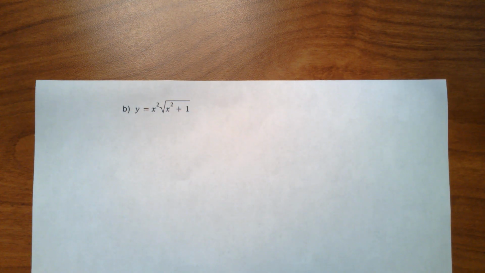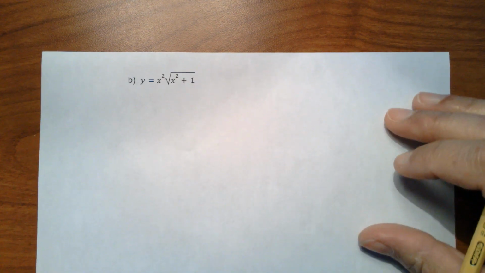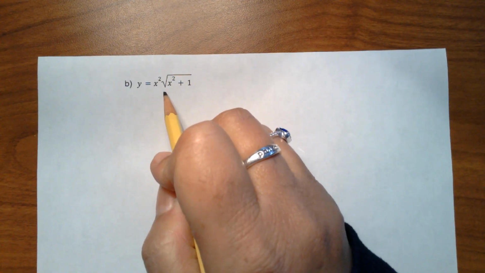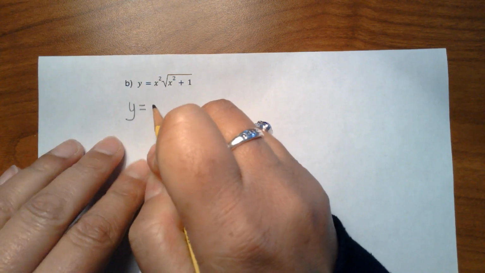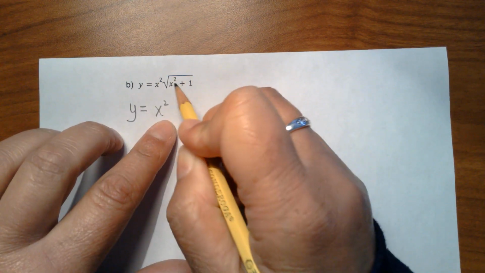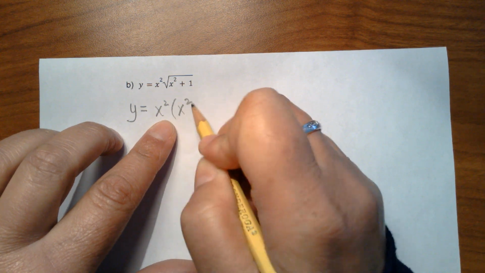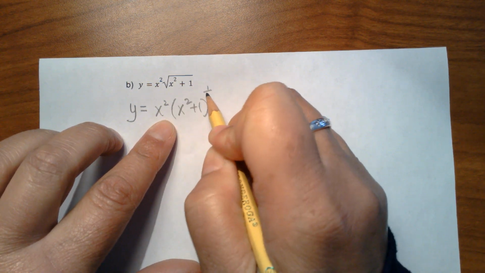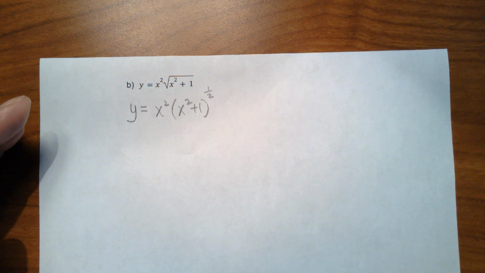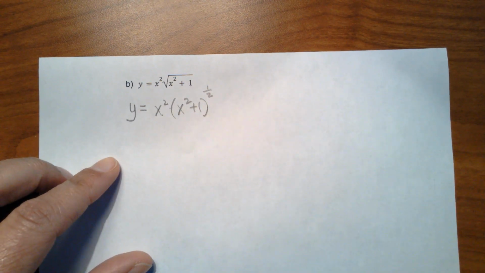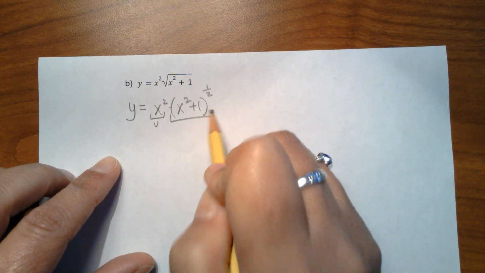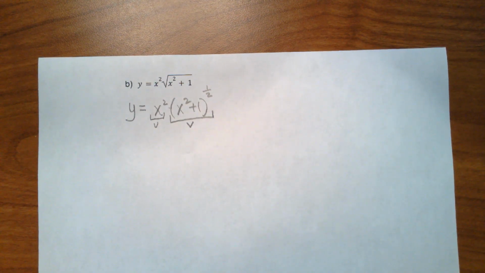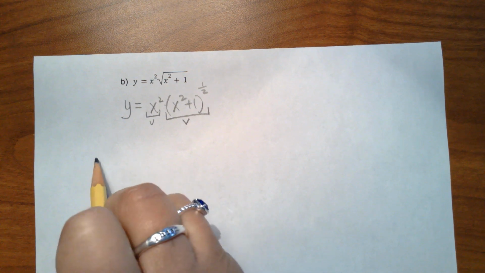Example part B. We see that we have this square root. Before we do anything, before we assign any u's and v's, let's get rid of that square root. This square root is going to turn into an exponent of 1/2. Okay, perfect. And this is multiplication here. So we have the first function, u. We have the second function, v. Let's use the product rule to differentiate.